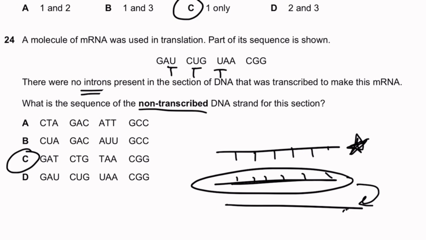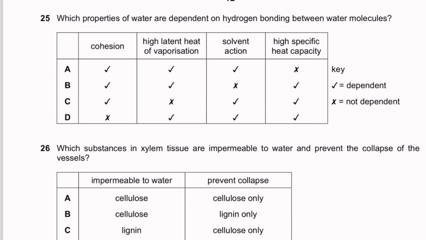So yeah, that's right. Okay, which properties of water are dependent on hydrogen bonding between water molecules? Is it cohesion, high latent heat of vaporization, solvent action, or high specific heat capacity? To some extent, all of these are dependent on hydrogen bonding. Cohesion is the bonds formed between water molecules and how they hold each other together, and these are hydrogen bonds. High latent heat of vaporization is really high because we need to break these hydrogen bonds, and there are so many of them that it takes so much energy to break them all down.